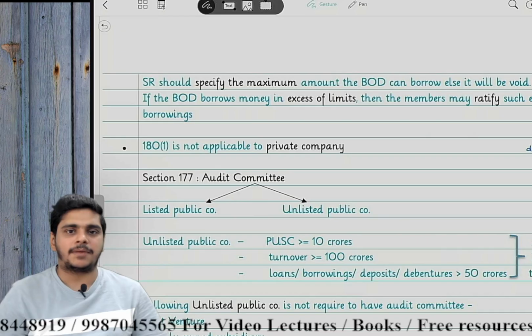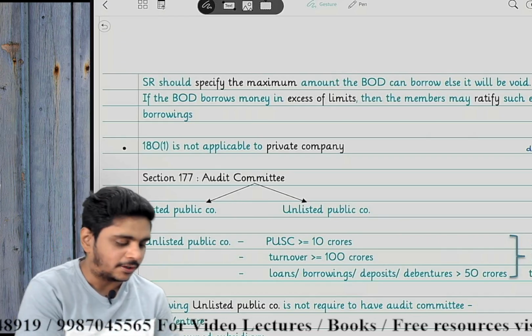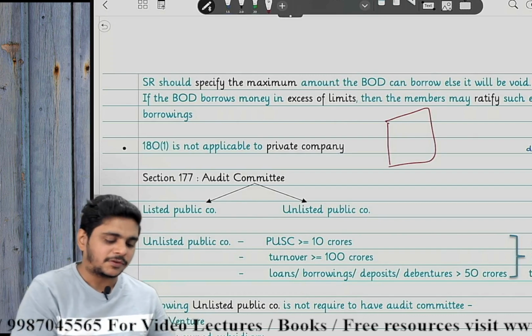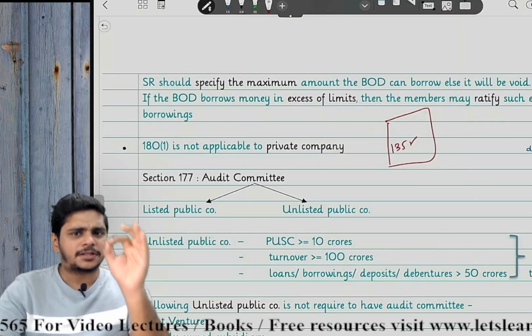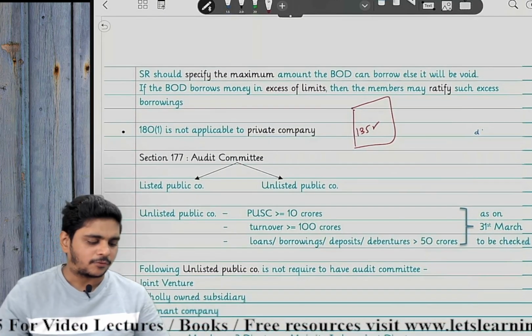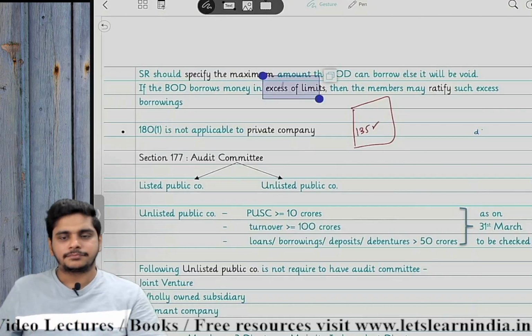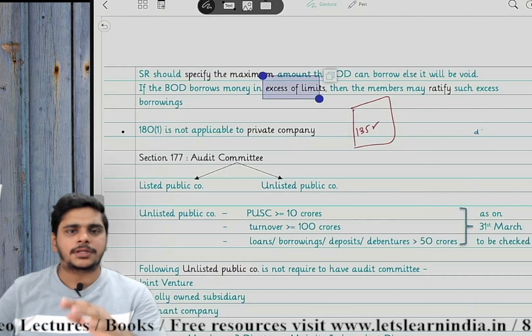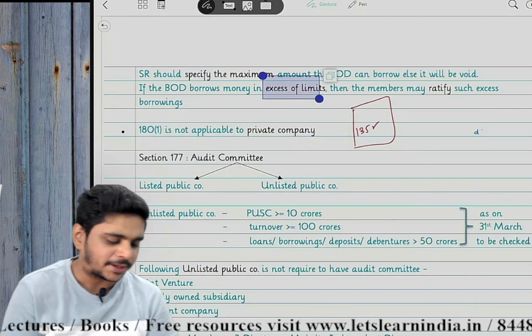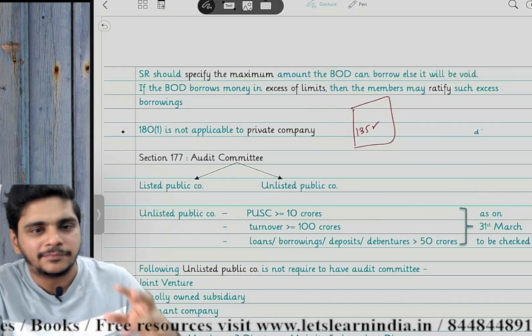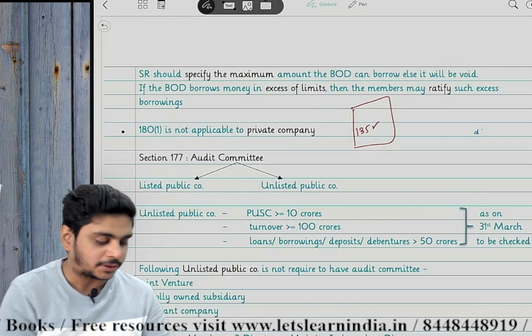The SR should specify the maximum amount the board can borrow, else it will be void. That means whatever SR you have passed, for example 135, you can borrow up to 135. So the SR should specify the amount, else the resolution will be void. If the board borrows in excess of the limit, the members can ratify such excess borrowing. Ratify means subsequent approval. Imagine the limit was 130.